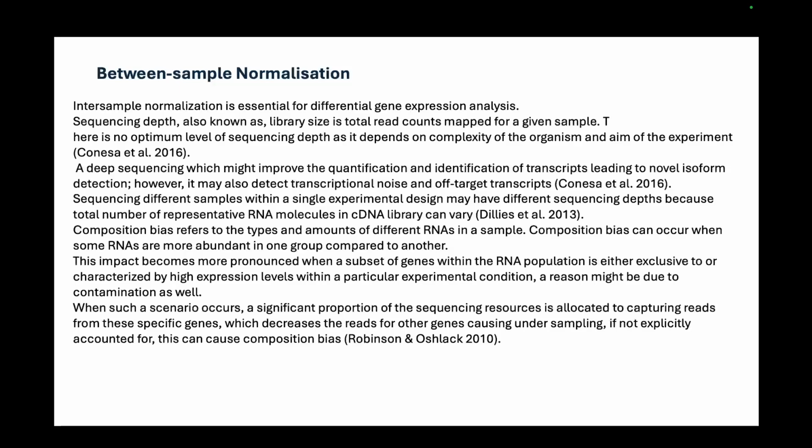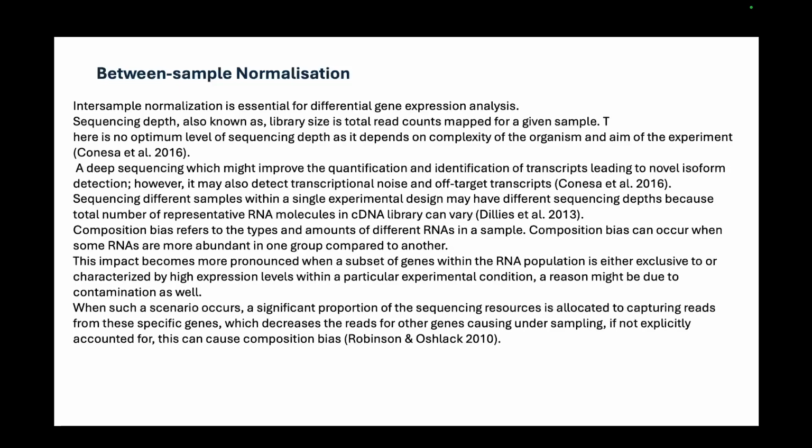Different samples within a single experiment design may have different sequencing depths because the total number of representative RNA molecules in the cDNA library can vary. So here comes the library bias and the sequencing bias. Composition bias refers to the types and the amounts of different RNAs in a sample. Composition bias can occur when some RNAs are more abundant in one group compared to others. So these are the different types of confounding factors you need to keep in mind.